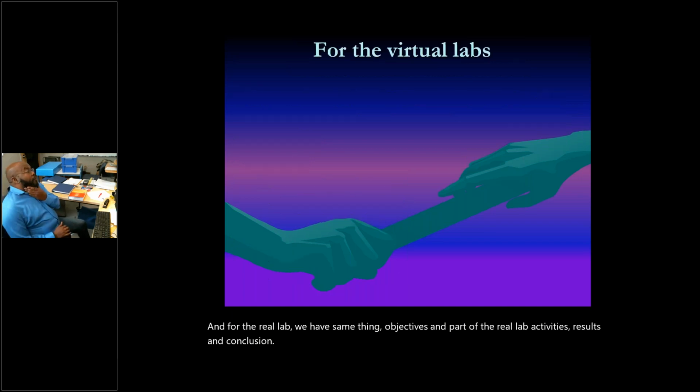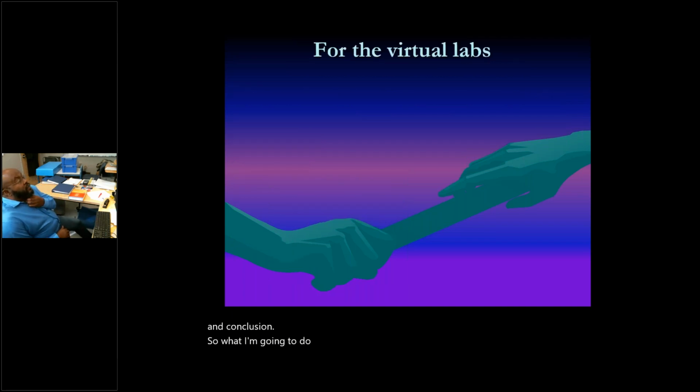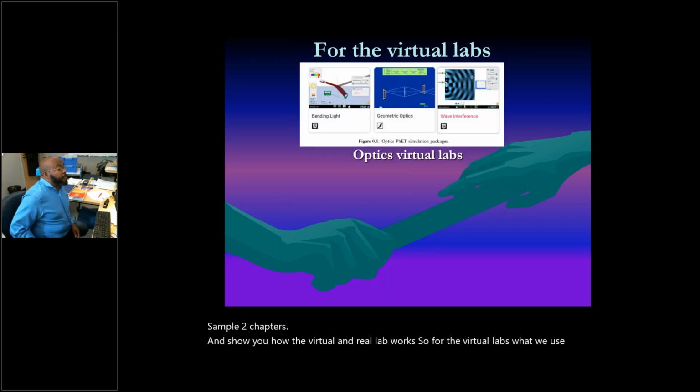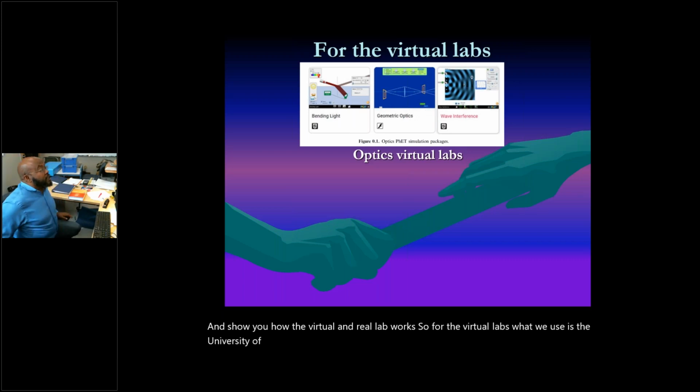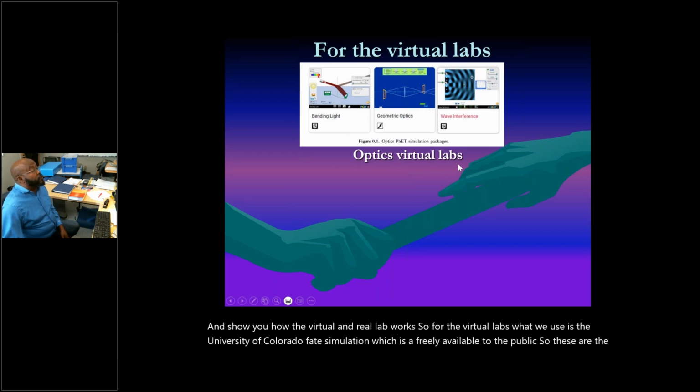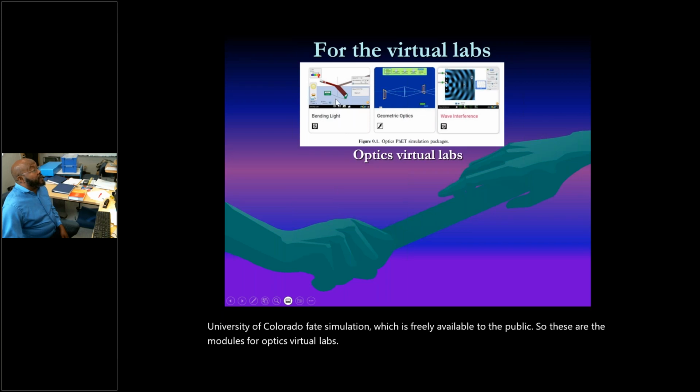So what I'm going to do is sample 2 chapters and show you how the virtual and the real lab works. For the virtual labs, what we use is the University of Colorado PhET simulation, which is freely available to the public. So these are the modules for optics virtual labs. It has bending light, geometrical optics, and wave interference.